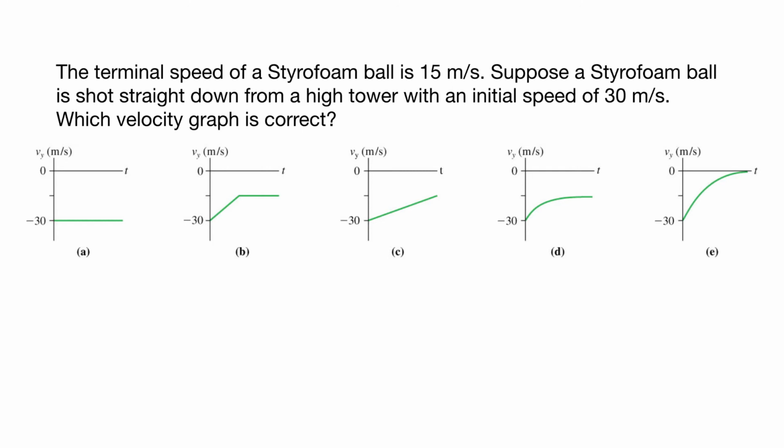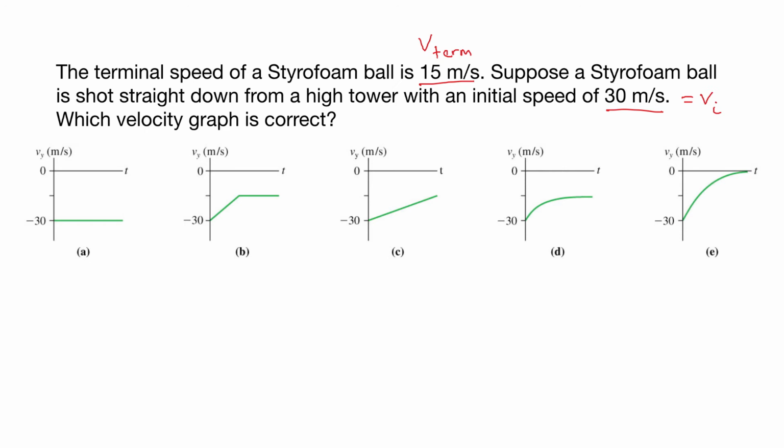All right, let's start out by identifying our knowns in this problem. We've been given the terminal speed as 15 meters per second and the initial speed of 30 meters per second. So in this example, my object is starting with a faster speed than terminal velocity. So that's telling me that my object is going to slow down as time goes on.